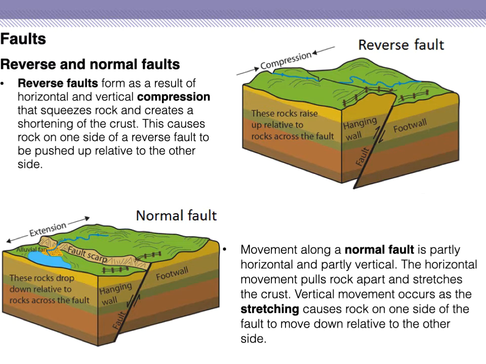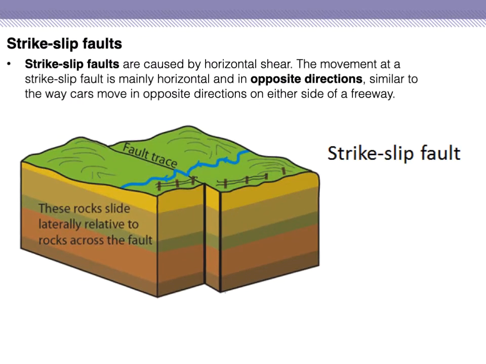So a compression reverse fault allows one side to be pushed up, whereas an extension or normal fault allows one to slide down. Strike-slip faults are caused by horizontal shear. The movement at these faults is mainly horizontal and in opposite directions, similar to the way cars move in opposite directions on a freeway.